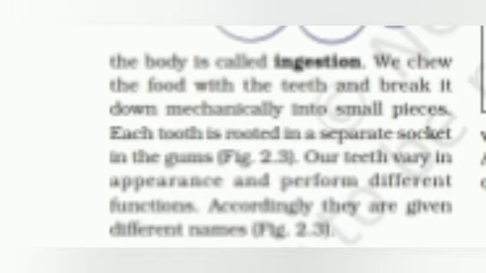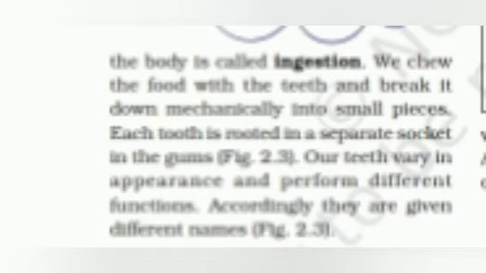So we chew the food with the help of teeth and break it down mechanically into small pieces. लेकिन दांतों के साथ, along with the teeth, we are just chewing that, cutting into small pieces. So each tooth is located in a separate socket in the gums. हर एक teeth के लिए अलग-अलग जगह.